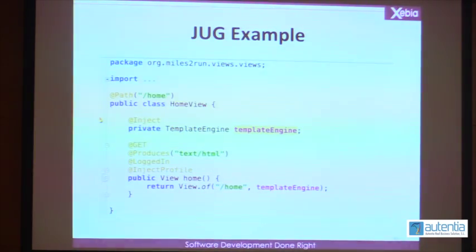So this is a simple way to work with Jug. You have your JAX-RS endpoint with a path. On my home page, I want to render my home.html. So what I'm doing here is just returning a view. View is something that I have written in Jug. So this will return a home and a template engine.